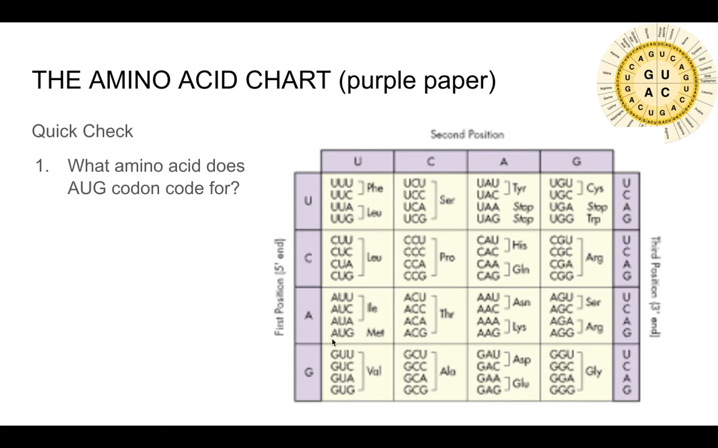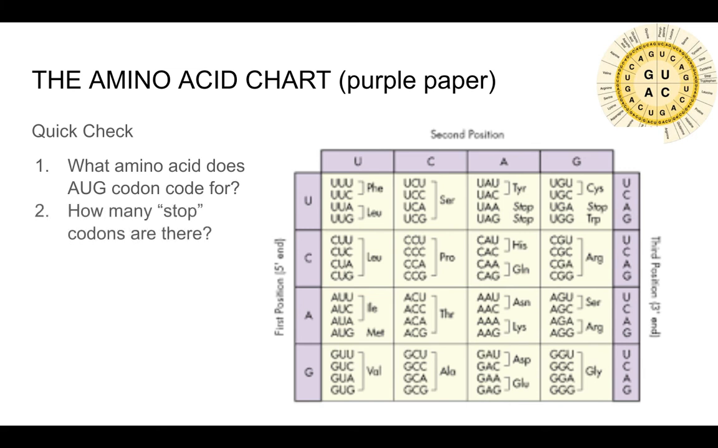So what amino acid codes for the AUG codon? MET is the name of the amino acid. It really stands for methionine, but if you were asked to write the amino acid that goes with the AUG codon, you would write MET. Okay, so that's a quick example.